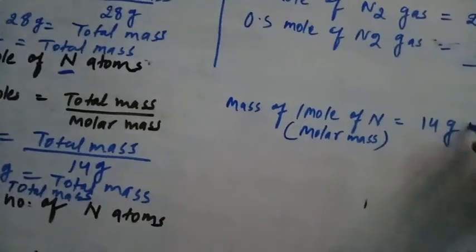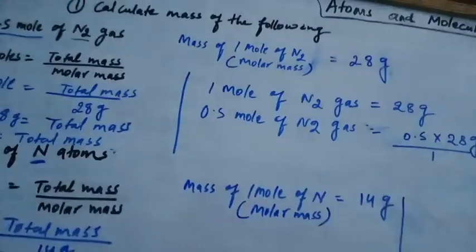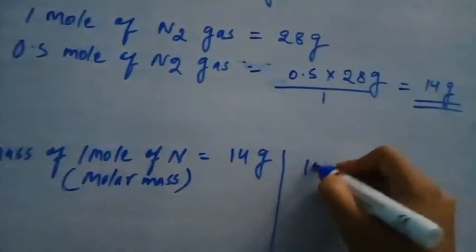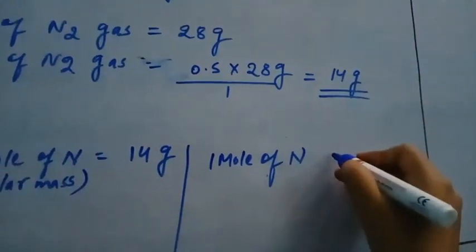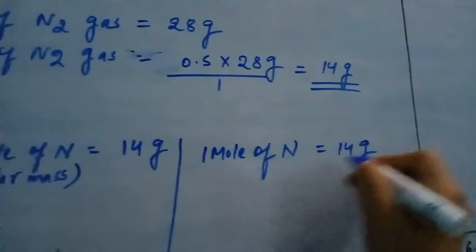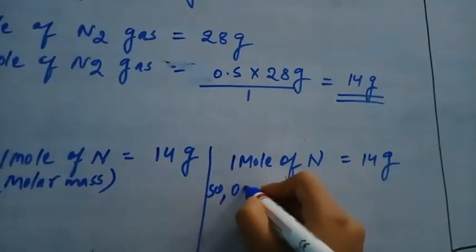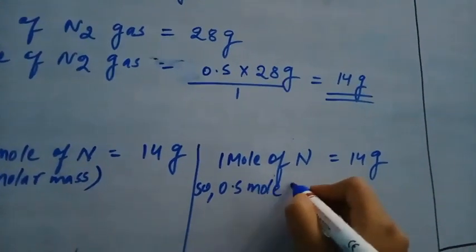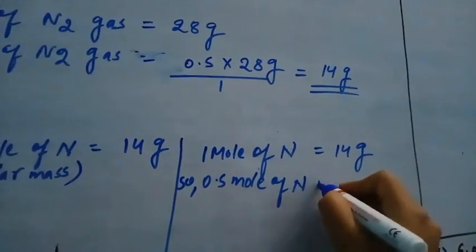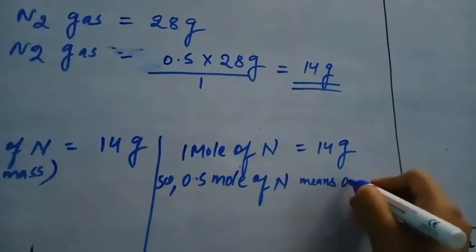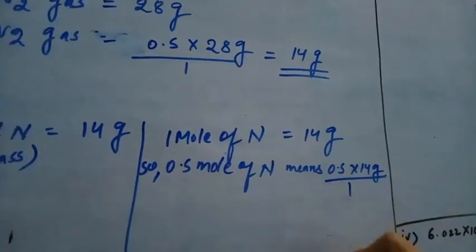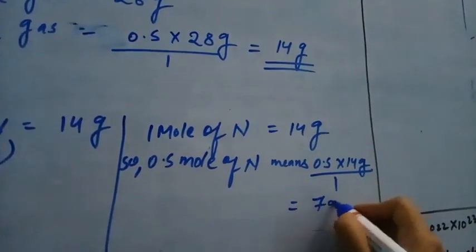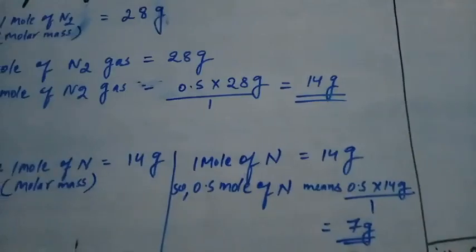One more method like the above one. 1 mole of N is equal to 14 gram. So 0.5 mole of N means 0.5 into 14 gram divided by 1. We will get 7 gram. So like that also we can solve.